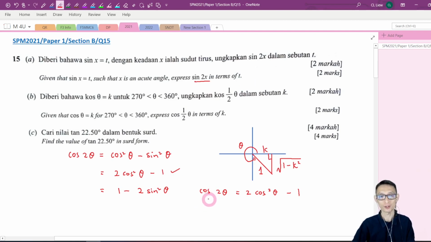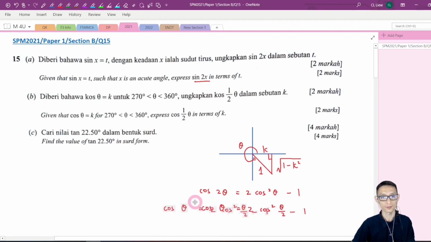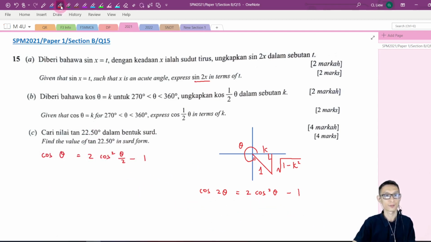So what I'm going to do is modify this formula a little bit to become the half angle formula. So it will become cosine theta is equal to 2 cosine squared theta over 2, which means 1 over 2 times theta. The rest we just copy. Okay, now I'm going to use this formula to help me to get the answer. Cosine theta given by the question is equal to k. So I'm going to change this to k. The rest, let me copy first.